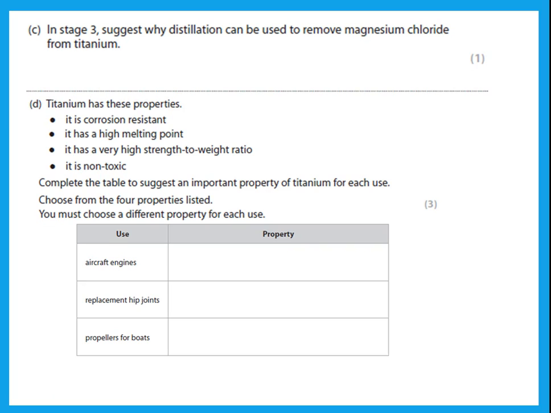In stage 3, suggest why distillation can be used to remove magnesium chloride from titanium. If I say that distillation is used to remove one of the liquids, in this case, from the other, that means that they have different what? That means that they have different boiling points.